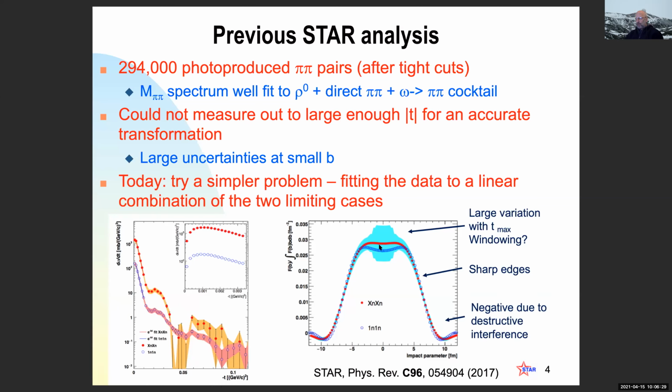A couple of things you can see here: the red and the blue are for the two different data sets. They agree quite well on the sides, or the shoulders, of the nucleus. There's a disagreement at very low b. This is because STAR could not go up to high enough t, and essentially you get a problem known in signal processing as windowing. Low t corresponds to small b, so you get these uncertainties. This blue band shows what you get by varying the range of t max, i.e. the maximum t you consider in the Fourier transform. And of course at large t, you can see there's this negative range. This is due to the destructive interference between the two possible photon exchange directions.